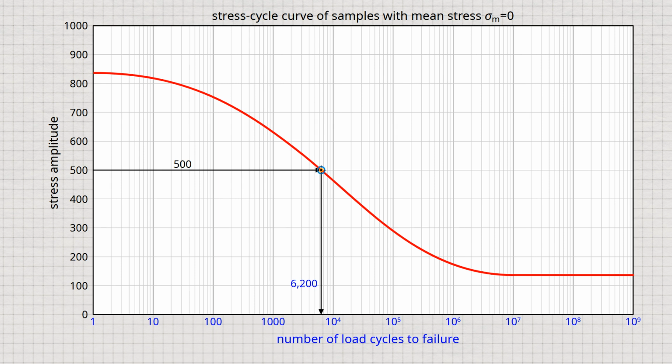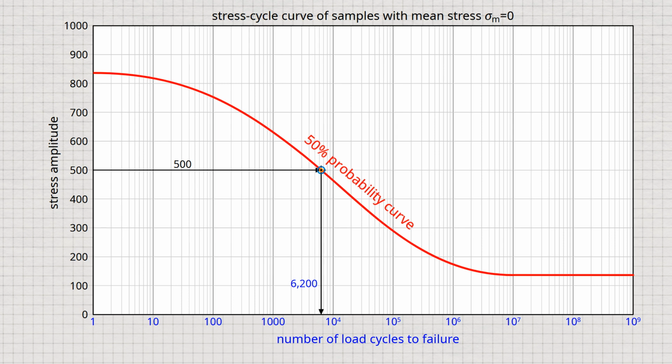The indicated point on the Wöhler curve should therefore be interpreted as the probability that a specimen will fracture at a given stress amplitude. In the case of a 50% probability curve, a point on the curve indicates that a sample reaches the respective number of load cycles with a probability of 50%. This means that half of all samples will fail before reaching this number of load cycles, and the other half will withstand higher numbers of load cycles. With the given stress amplitude of 500 newtons per square millimeter, half of all samples will therefore have failed after about 6,200 load cycles. The determination of such failure probabilities can be described with the so-called Weibull distribution.